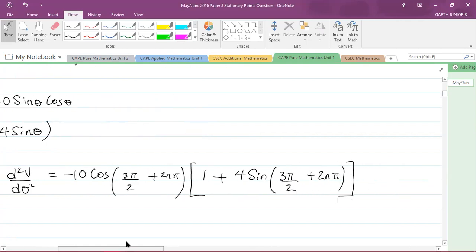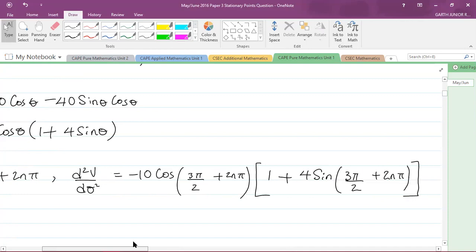So you can put into your calculator negative 10 cos of 3 pi over 2, because it's better to work with it when n is 0, so that you don't have to punch in any extra digit into the calculator. So let's take a simple case when n is 0, we're left with 3 pi over 2. So you can plug into your calculator negative 10 cosine of 3 pi over 2 multiplied by 1 plus 4 sine of 3 pi over 2.